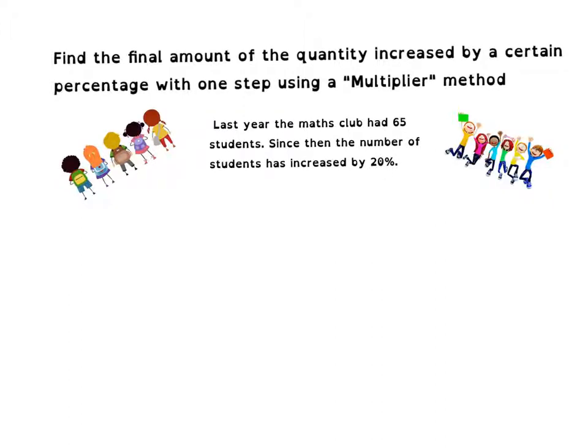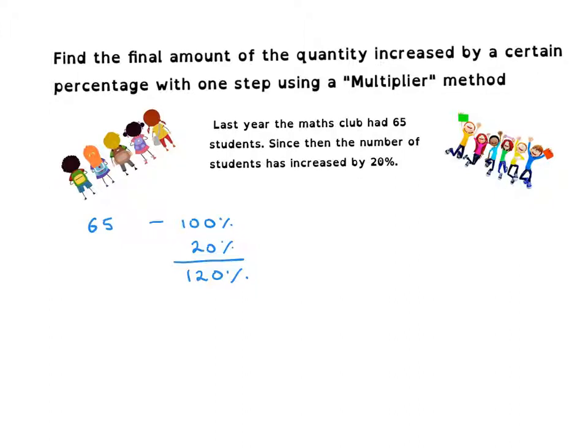So the original amount of the quantity in this case is 65 students, which is actually 100% of the quantity. This is 100% of the number of students. And if we increase an amount by 20%, it means that we add 20% to the original amount of the quantity, which is 100% plus 20%. So altogether, that's going to be 120%.